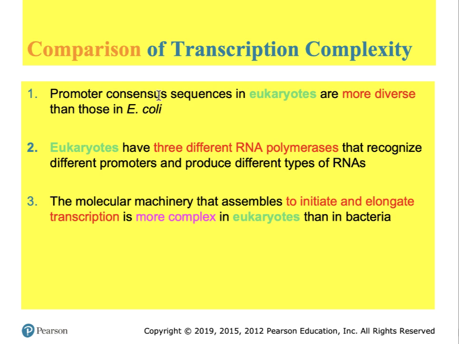So promoter consensus sequences in eukaryotes will be more diverse than in E. coli. Eukaryotes will have 3 different RNA polymerases compared to the 1 in prokaryotes. And the molecular machinery that initiates and continues the elongation of transcription is going to be much more complex in eukaryotes than we've seen in bacteria in this video.